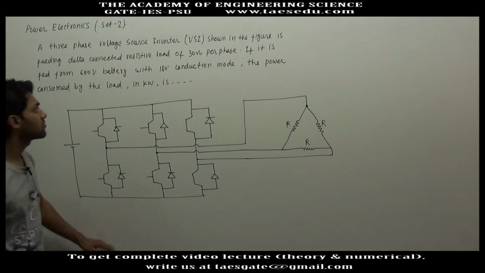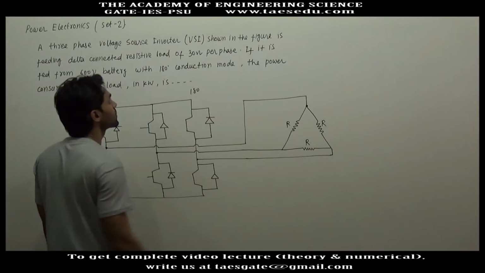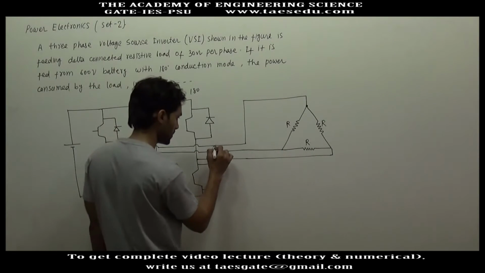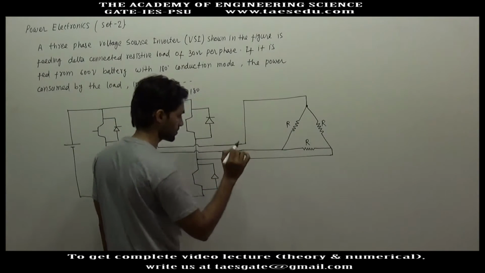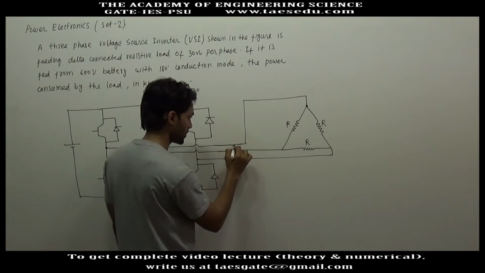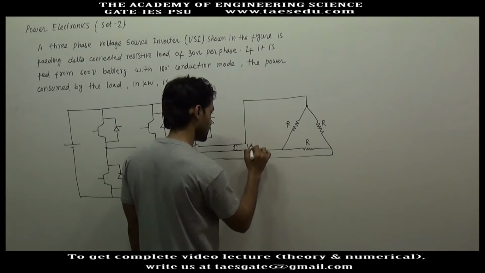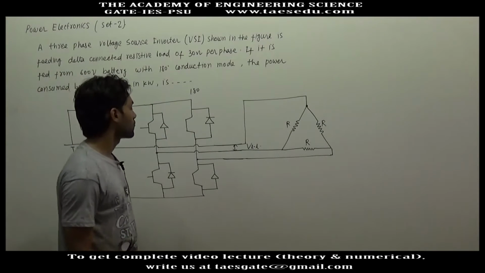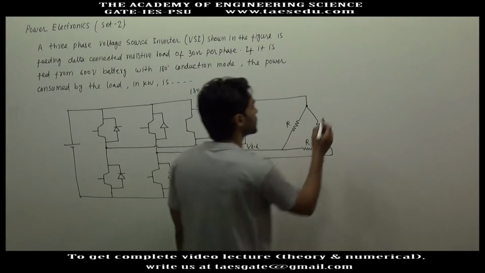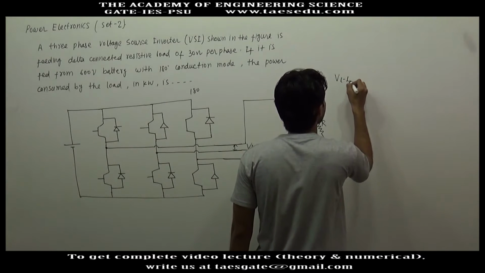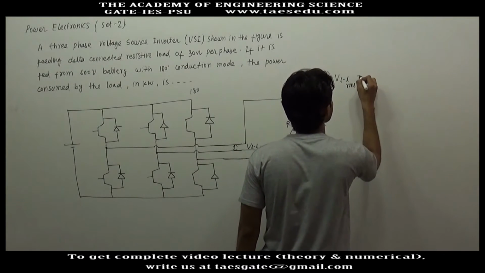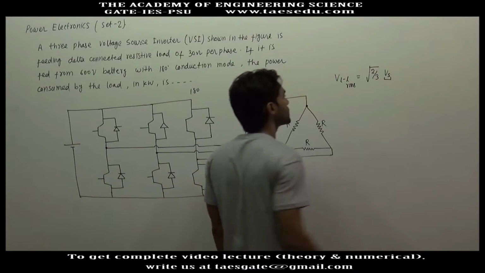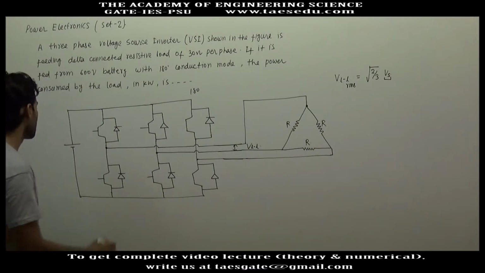This circuit diagram is of a 180-degree conduction mode, 3-phase voltage source inverter, and here we will have the 3-phase output voltage. The voltage between the two lines is the line to line voltage. Okay, in case of 180-degree conduction mode, the RMS value of line to line voltage is root under 2 by 3 into Vs, where Vs is the voltage of this DC source.